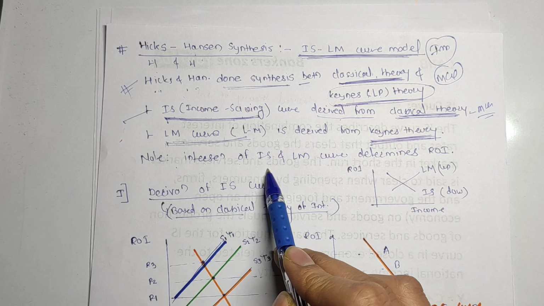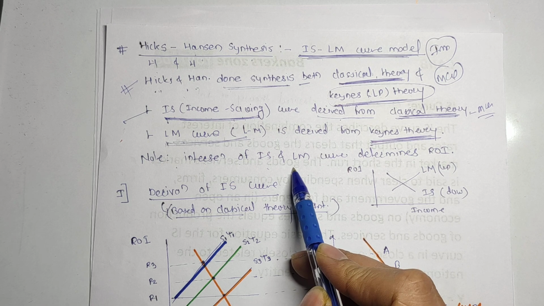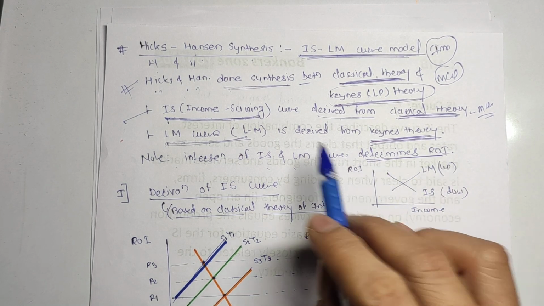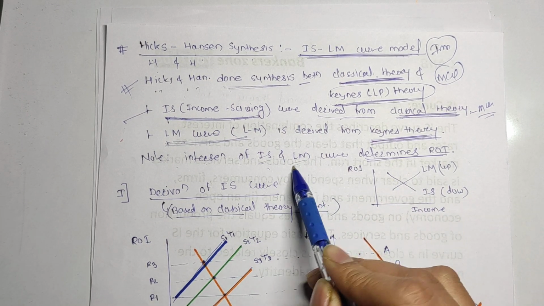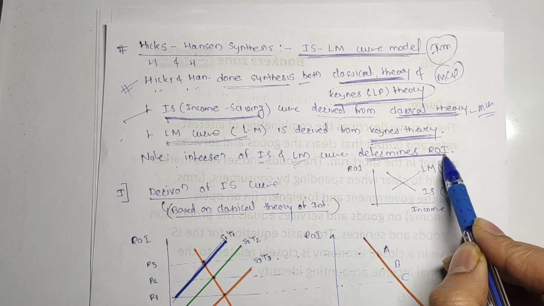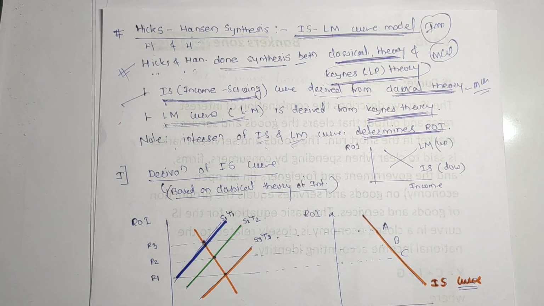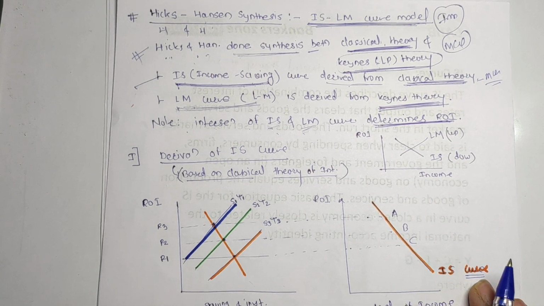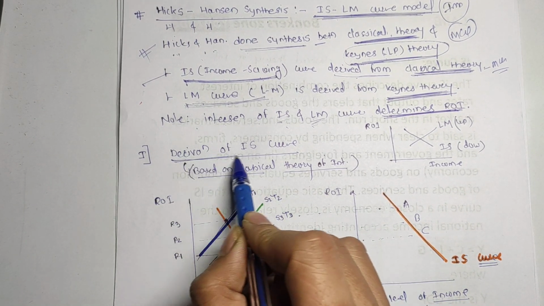Now see the intersection of the IS and LM curves. The intersection of the IS and LM curves determines the rate of interest. That means the final output of that theory is that they intersected two curves to determine the rate of interest. All we are going to learn comes at the end to the point that determines the rate of interest. First we have to derive the IS curve.